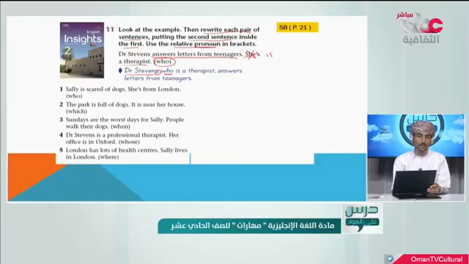Let us start with the first question. Here we have: Sally is scared of dogs. She is from London. So we have to put she is from London inside the first sentence, and we should use what? A comma. First of all we will write Sally. Then we will add a comma. After that, we will write the second sentence. Is there anything repeated?